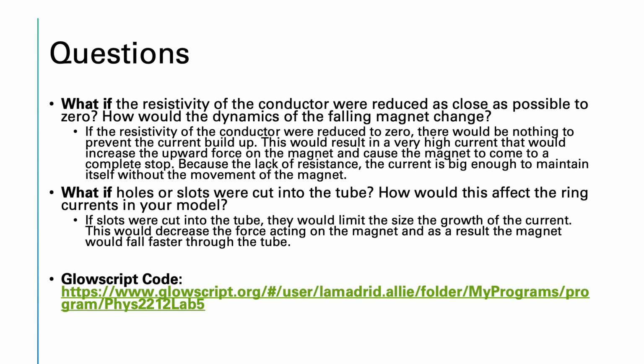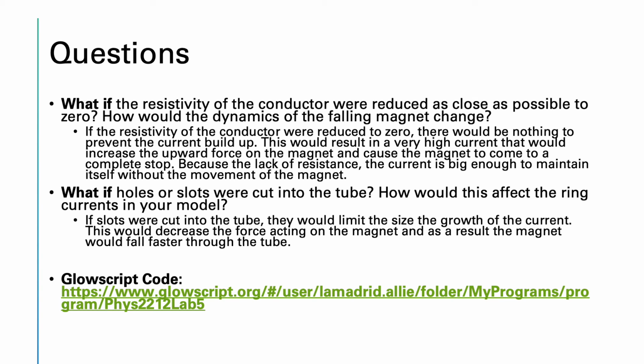A couple questions for the experiment. What if the resistivity of the conductor were reduced as close as possible to 0? How would the dynamics of the falling magnet change? If the resistivity of the conductor were reduced to 0, there would be nothing to prevent a large buildup of the current. This would result in a really high current that would increase the upward force on the magnet so much that it would eventually cause the magnet to come to a complete stop. The current is induced from the moving magnet, but because of the lack of resistance, the current would be big enough to maintain itself without the movement of the magnet any longer.